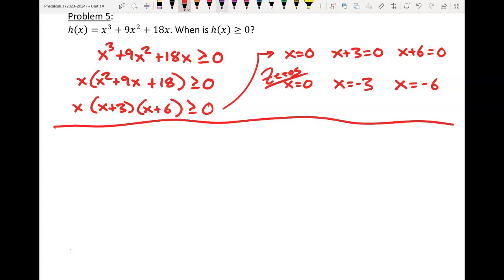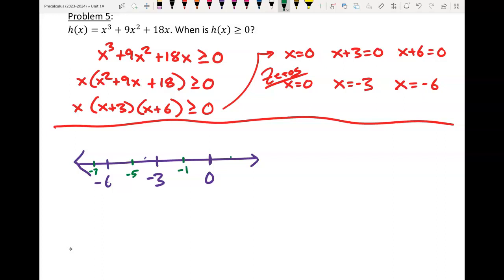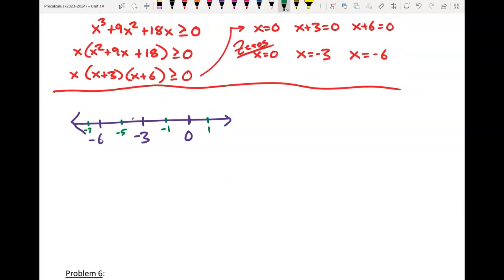All right, so let's throw this into a sign chart. Nice, lovely little sign chart right here. We have negative 6, negative 3, and 0. I think I said 1, I meant 0. So we have 3 intervals that we need to test. I'm going to pick a test point in each interval: negative 7, negative 5 maybe, here I'm going to do negative 1, and here positive 1. So we're going to test each of those.